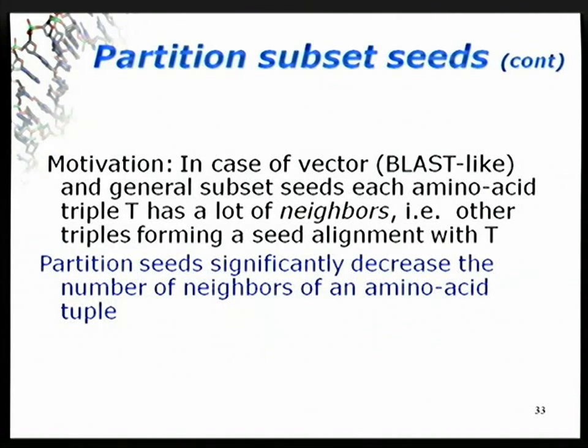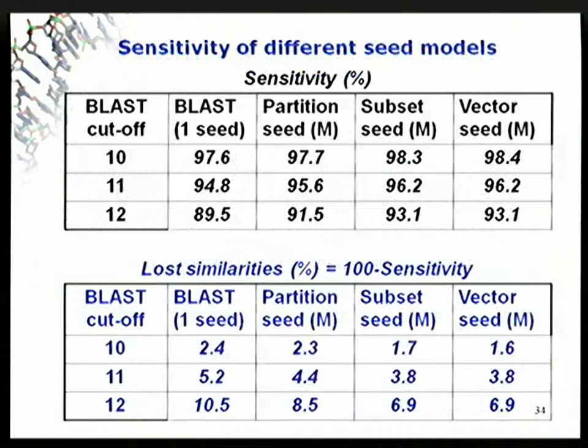The reason to use partition seeds is that we try to decrease the number of so-called neighbors for each tuple of the initial alphabet, and in case of partition seeds, this parameter is much less than in vector seeds. And here are some examples that show that sensitivity for partition seeds and vector seeds are approximately the same and much better than classical seeds.